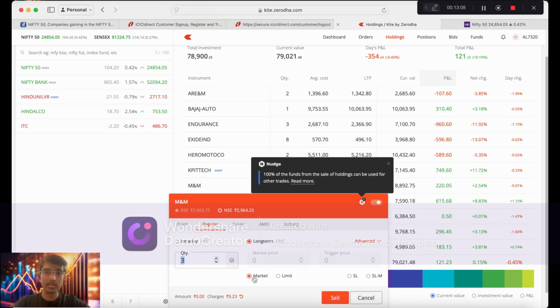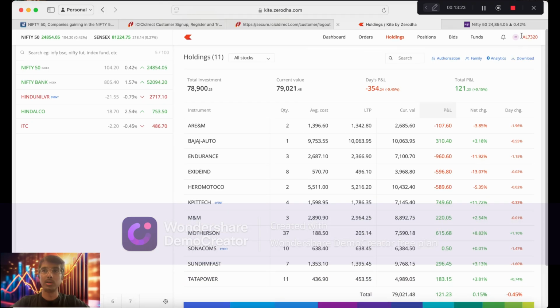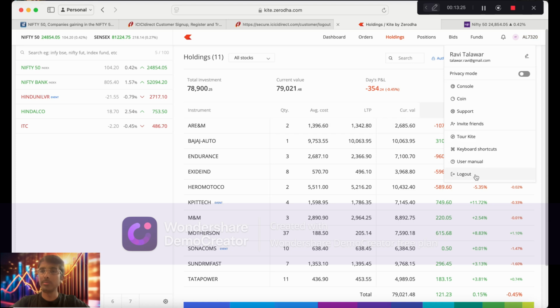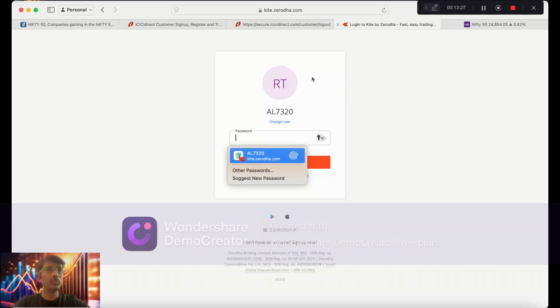So we have a market order and we have a limit order. Market order means whatever the present market price is, it will be executed, and for the limit order, you have to select a limit order price, the price at which you want to sell. This is how it works in Zerodha. I'm not going in depth. I'm giving an overview about stocks.